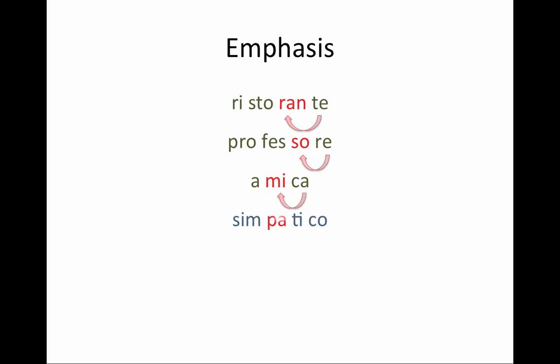For example, simpatico, third from the last. Giovane, third from the last again. And then some words are actually stressed on the very last vowel, università. And that will be spelled with an accent on that vowel. So when you see that accent, put a forceful stress on that vowel, università.